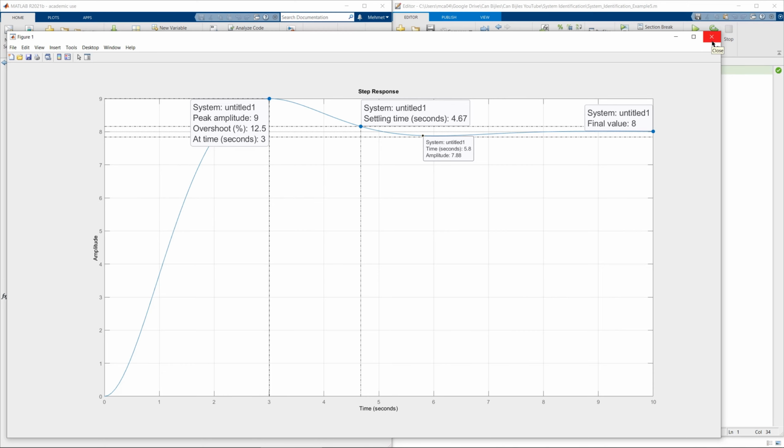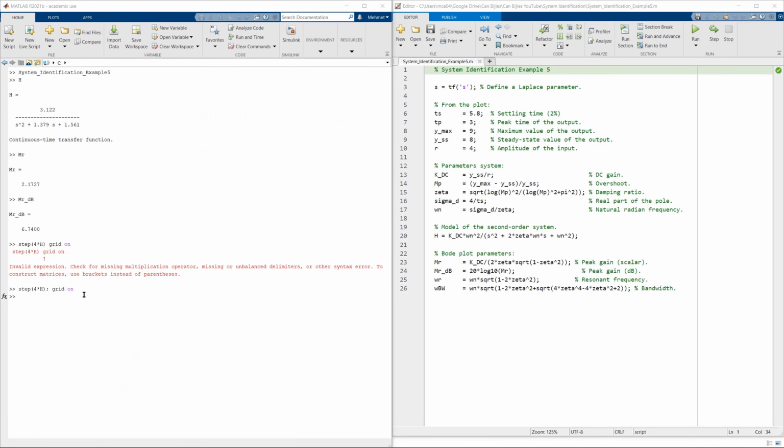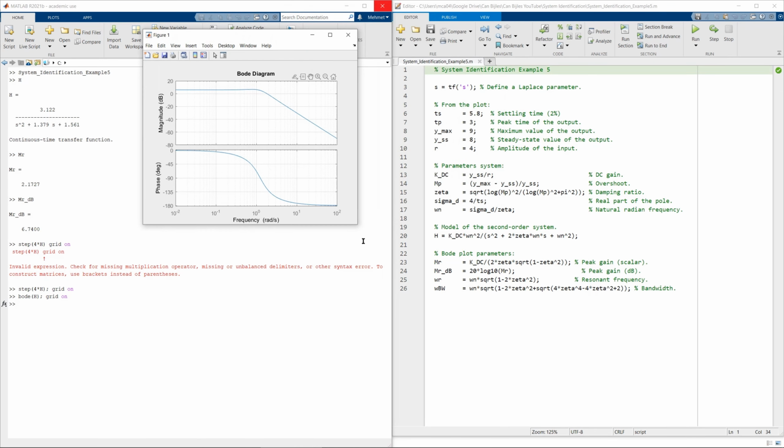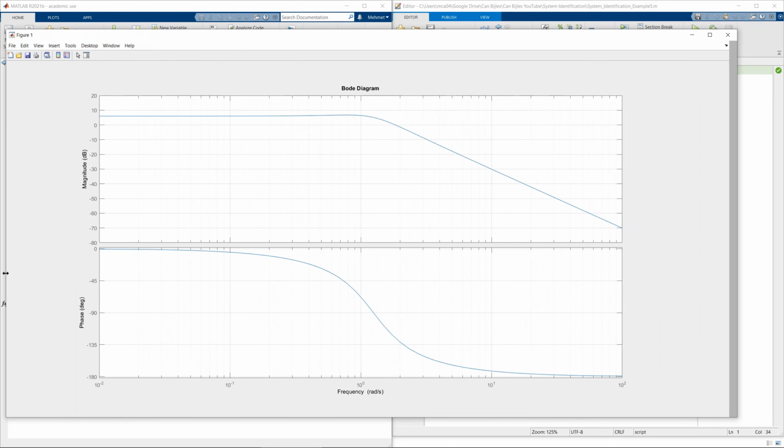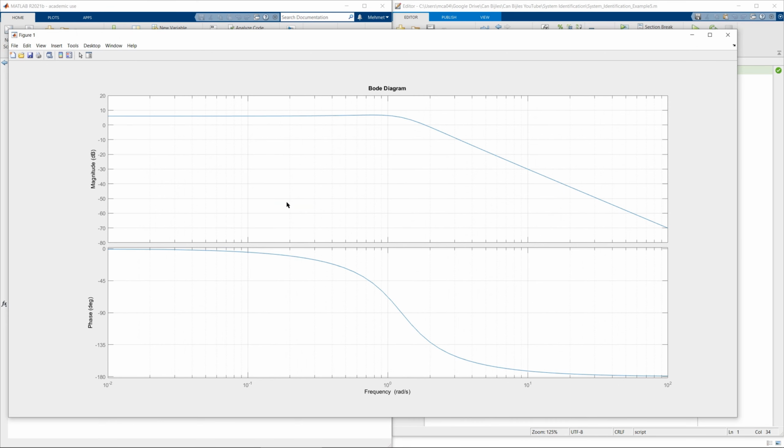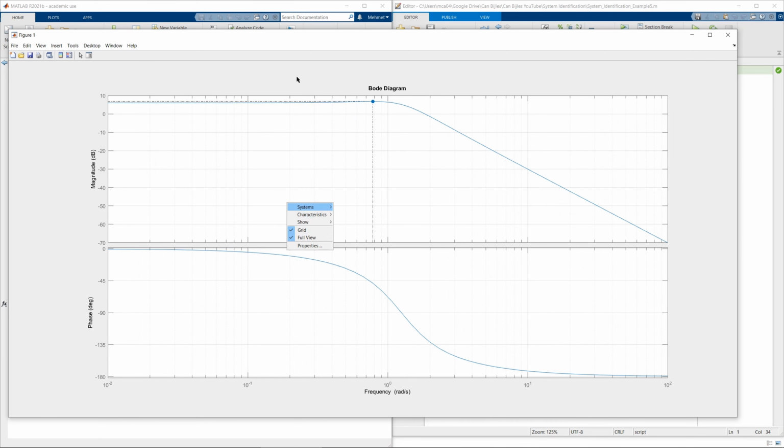So let's also look at the Bode plot. So bode, again bode, and then H, and then grid on, and then we will see what the Bode plot is doing. Again, make it larger. Let's look at the peak and also the DC gain. So this is the peak. You can see that DC is 6.02 dBs, so actually what we have discussed.